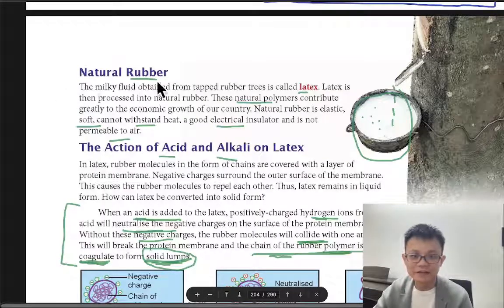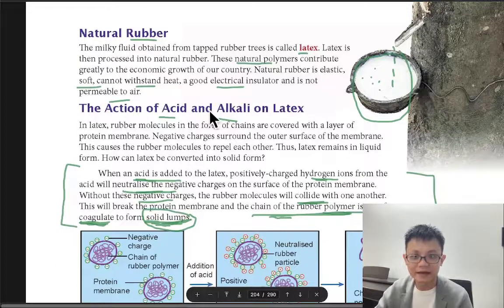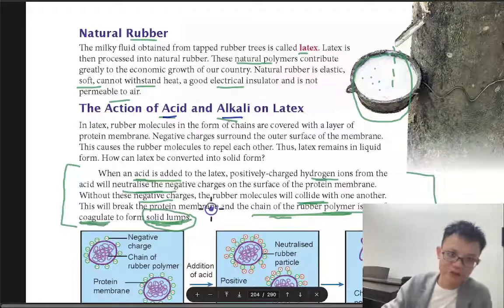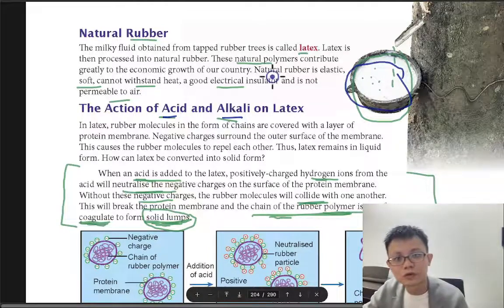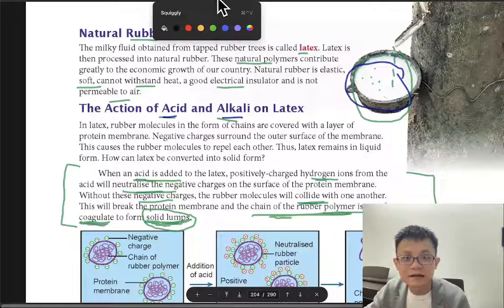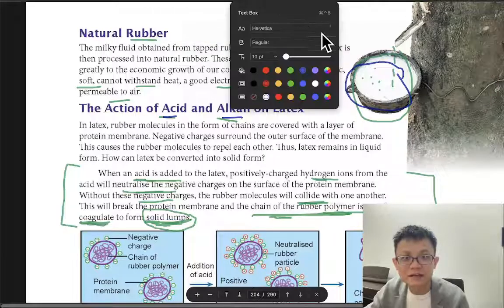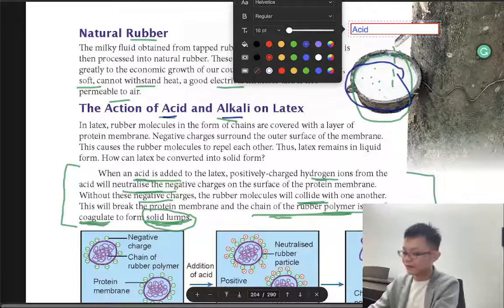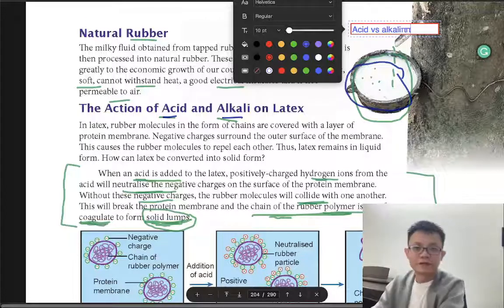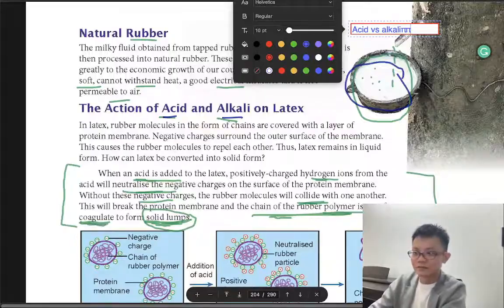Okay, so natural rubber we already learned, and then the natural rubber, you want to either put acid or alkali. So what is the effect if you want to pause this video? This is the natural rubber. If I want to put either acid versus alkali, what will happen? I give you 1 minute, so you let me know.